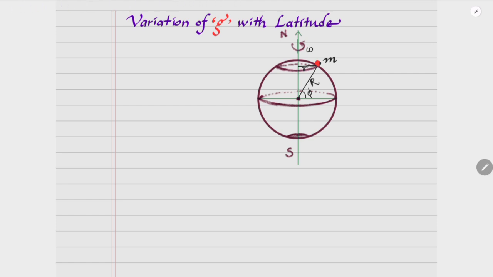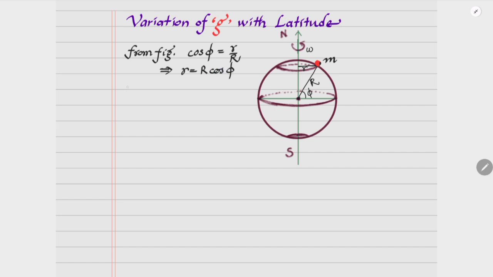So from the figure we can relate the angle with R and r in such a way that cos phi is equal to r by R. Now from that, small r is given by capital R into cos phi.